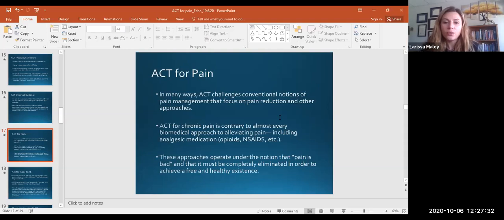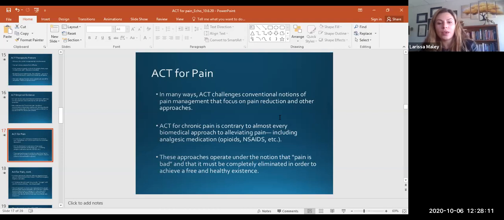ACT for pain in many ways challenges the conventional notions of pain management. Just like the conventional notions of how we used to treat PTSD, we used to try to medicate, manage the anxiety, help patients to avoid the triggers and the things that were reminding them of the trauma. Well, now we've learned through science that causes more harm than good. That actually keeps people stuck with their condition longer than is necessary. What we do for folks with PTSD is we encourage them to actively approach the objectively safe triggers to gain mastery of it and extinguish that response.